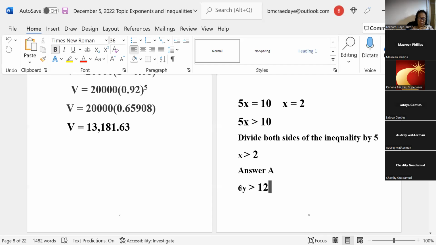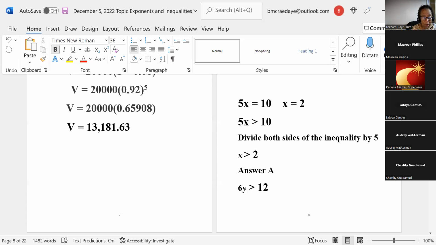Chastity, you were answering? It could be a 3, it could be a 4. In other words, it has to be greater than 2, right? Because 6 times 2 is 12, and 12 is not greater than 12. It's equal to 12. But if you put a 3 here, 6 times 3 is 18. 18 is greater than 12.